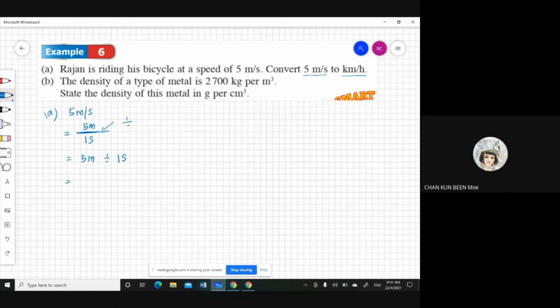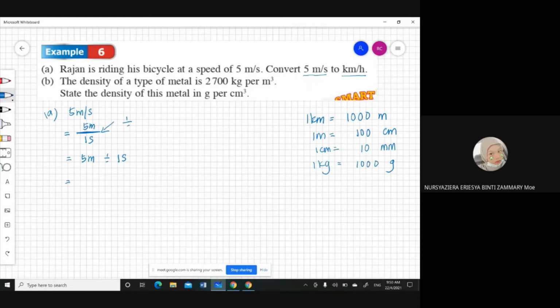Because from meter to kilometer, you need to do some calculation. So before we continue with all of this, let's do some simple recap first. 1 kilometer, can you tell me, is equal to how many meter? 1,000 meter. Right. 1 meter equal to how many centimeters? 100 centimeters. Yes. 1 centimeter equal to how many millimeters? 10 millimeters. Very good. Now I change to 1 kilogram. Go back to just now. Equal to how many grams? 1,000 grams. 1 liter equal to how many milliliters? 1,000 milliliters.